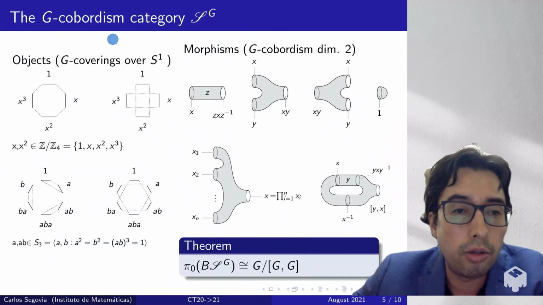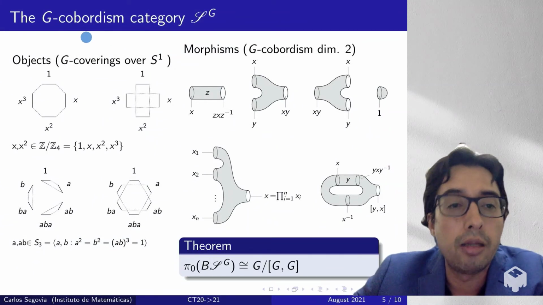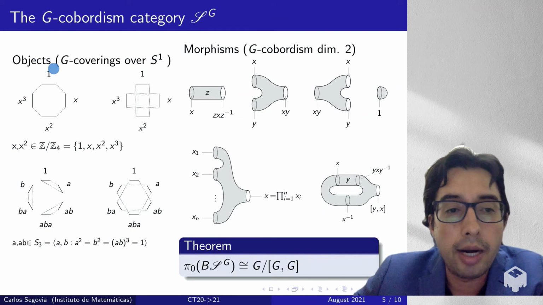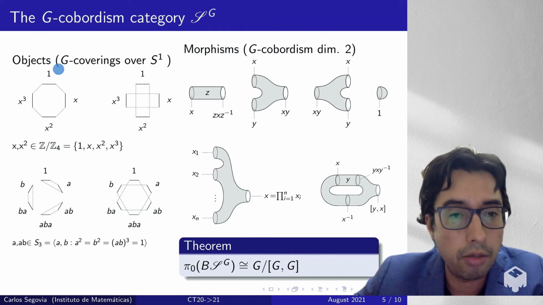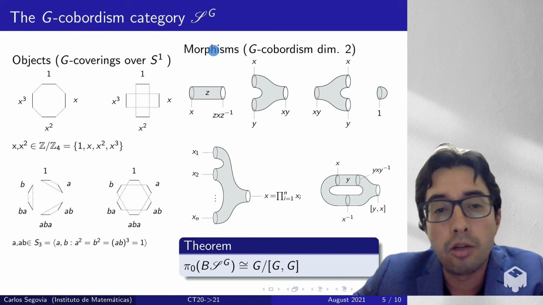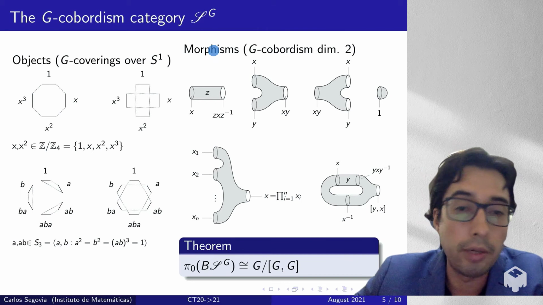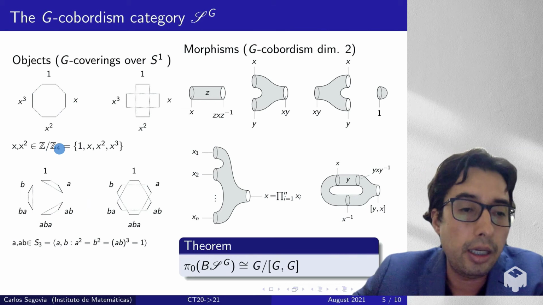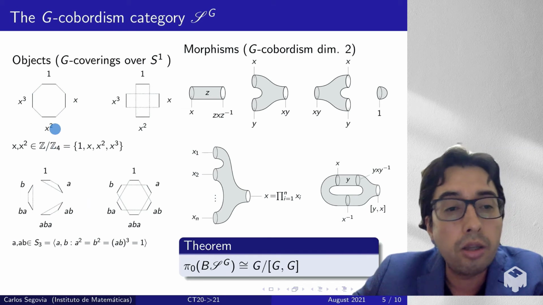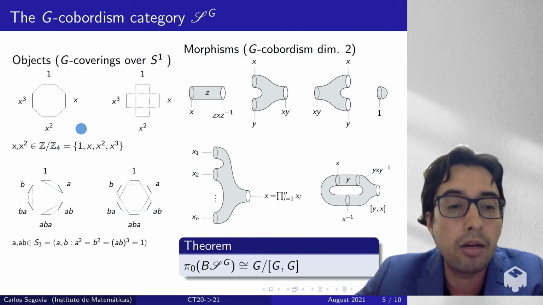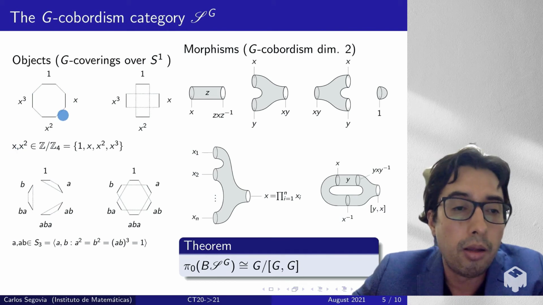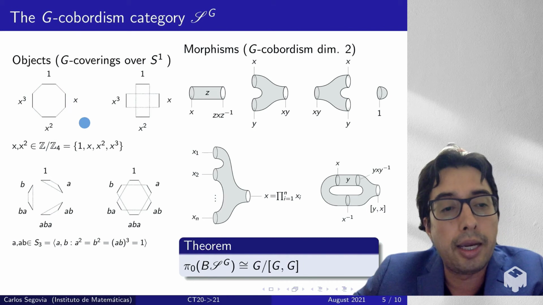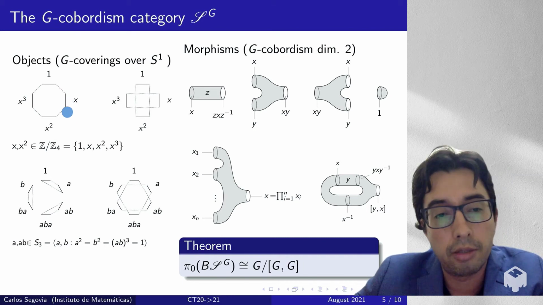When we work in a G-covariant version, the objects now are principal G-bundles over disjoint unions of circles, and the morphisms are isomorphism classes of principal G-bundles over surfaces. For objects, I put here two examples, one for the cyclic group of order 4, and we can show that every principal G-bundle over the circle is given by one element of the group that I call the monodromy. For example, here for X, we have a principal G-bundle given by a circle mapped by a degree 4 map to the circle.